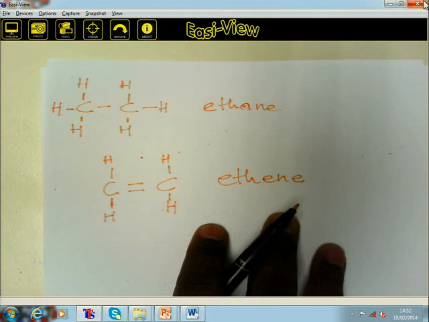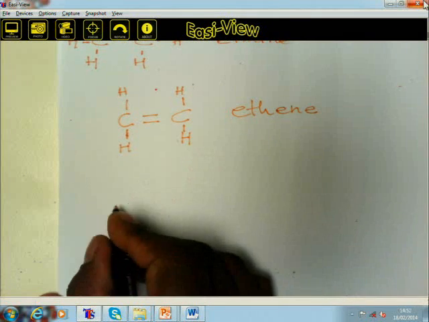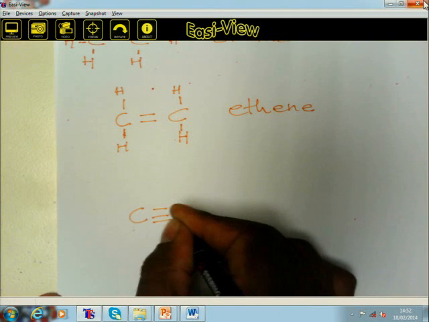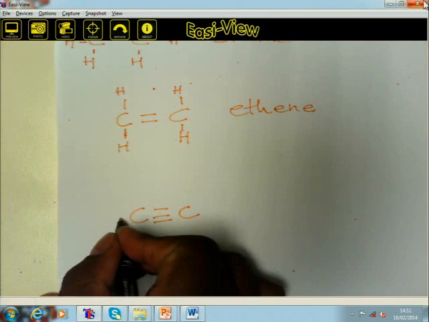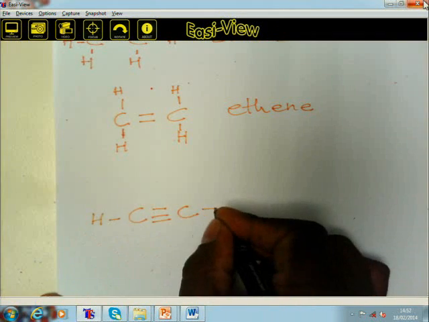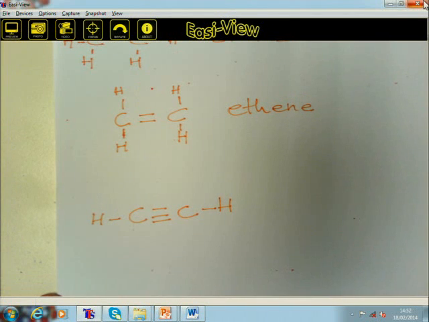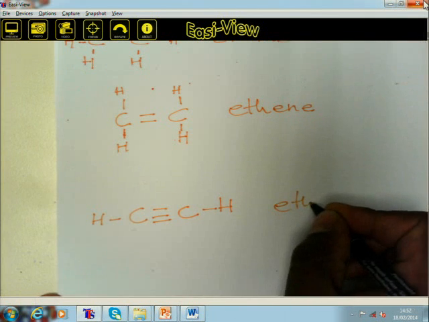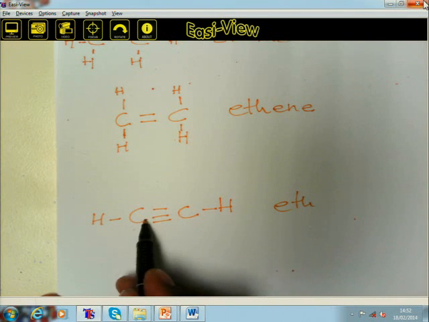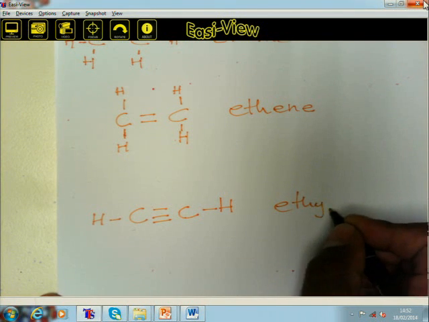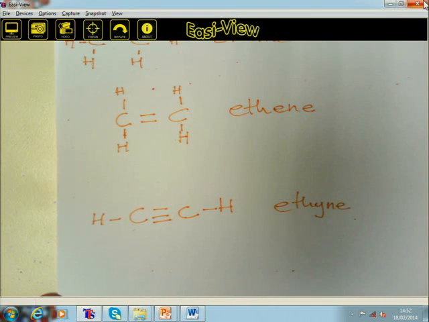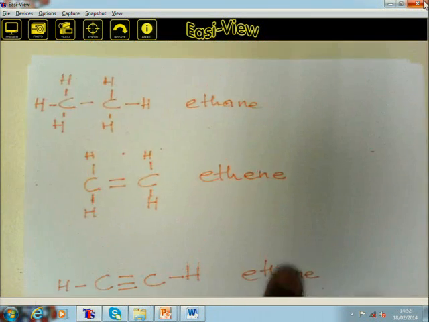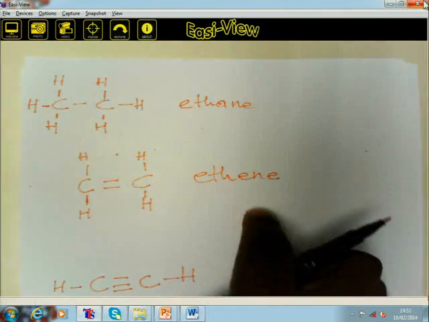So this is ethene. And then the last one that I'm going to draw for you is where you've got 3 bonds between 2 carbons. And then there's hydrogen there and hydrogen there. So this one, we've got 2 carbons. It will also start with eth. And then for the triple bond between 2 carbons, the suffix will be YNE. So that's ethyne. So I've got ethane, ethene, ethyne.